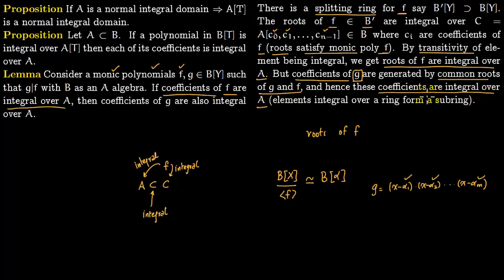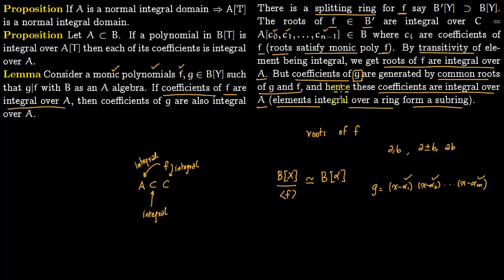This is precisely because if two elements a and b are integral individually, so here alpha 1, alpha 2 all the way to alpha m, the roots are integral individually, then their combinations are also. So a plus or minus b, ab, or whatever combinations of them are also integral. And this we have shown before, that elements integral over a ring form a subring. You can add them, multiply them, and you will still be in that subring. So that's the end of the story.